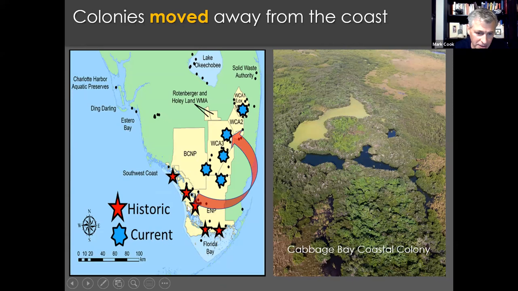Many of the birds left these historic colonies. A major goal of restoration is to return these birds, get them breeding again where they did historically. And many of these birds actually left the Everglades entirely. And we saw increases in northern Florida and even Georgia once many of the implementations of drainage were put into place back in the 1940s and 50s.